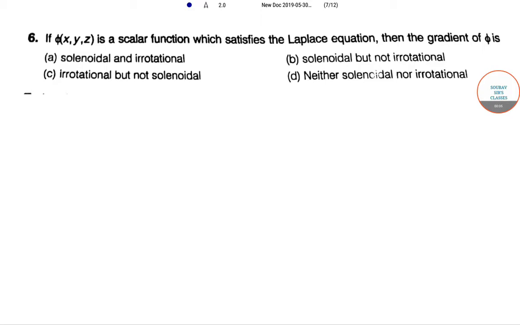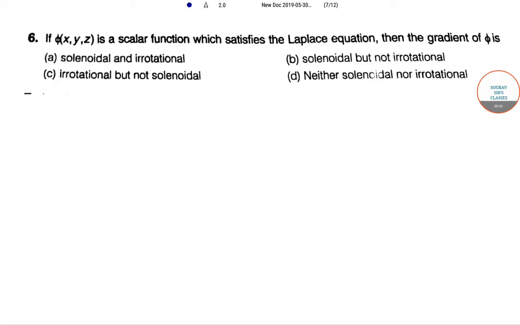Today I am solving the GATE Physics paper 2019. Here the question number is 6. The question is, if phi is a function of x, y and z, a scalar function which satisfies the Laplace's equation, then the gradient of phi is what?